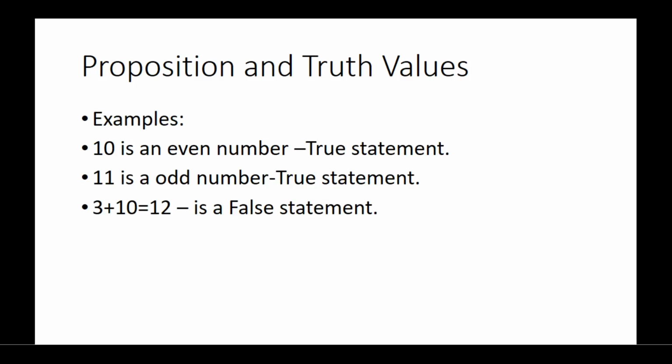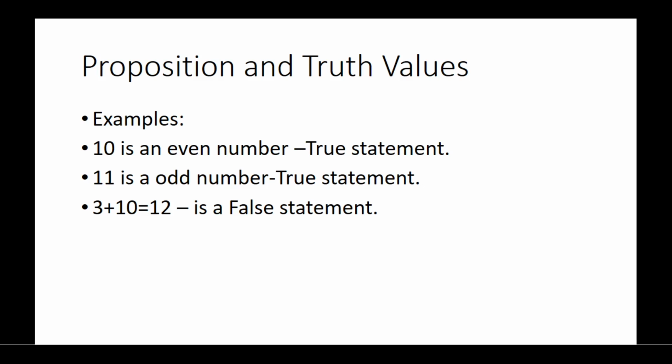There are some examples. 10 is an even number, 2 is an even number, 12 is an even number, 6 is an even number. These are all true statements. 11 is an odd number, 9 is an odd number, 3 is an odd number. These are all true statements.